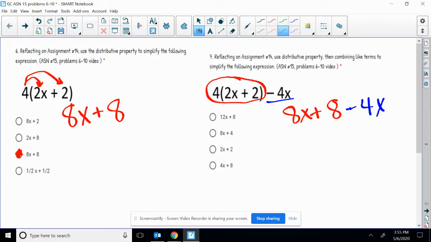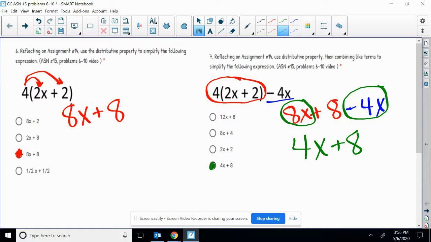Now, in our video, she said to make sure we combine our like terms. We have 8x here, and we have negative 4x. Remember in the video from assignment 14, she said make sure you include the sign that's right in front of that term, which would be that negative. So if we have 8x's and we take 4x's away, what we have left is 4x. And then we're just going to bring down our plus 8. So our answer is 4x plus 8.